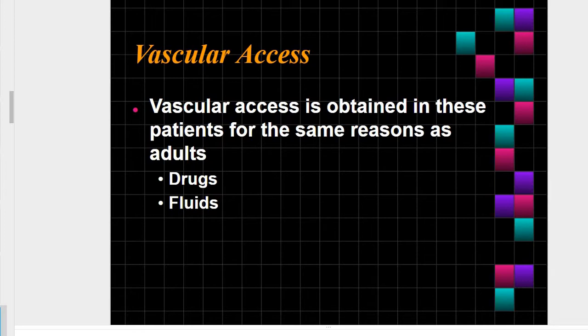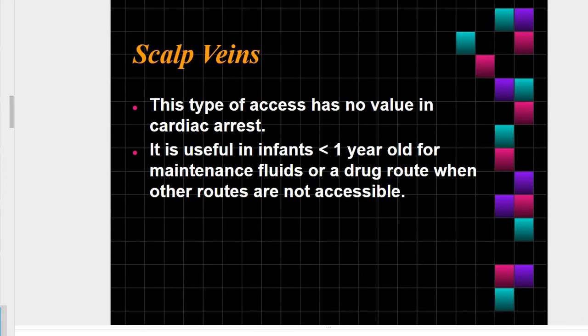Vascular access is used in pediatric patients for the very same reasons we use it in adults. Basically, pharmacological interventions and fluid intervention. Scalp veins really have no value for placement in a cardiac arrest situation because they shut down in cardiac arrest, just like the most peripheral capillary beds and smaller vessels in the peripheries. But if you're using it for maintenance fluids or drug route in children less than 1 year old and other routes such as IV and IO are not feasible or available, then a scalp vein route can be established.